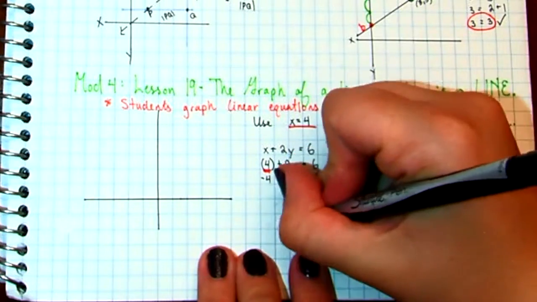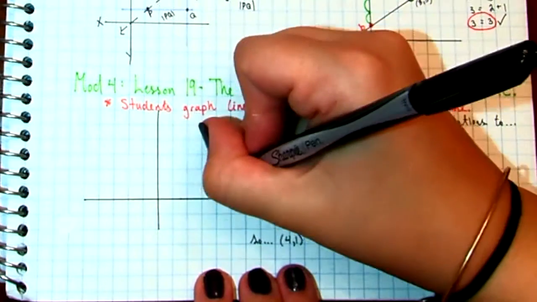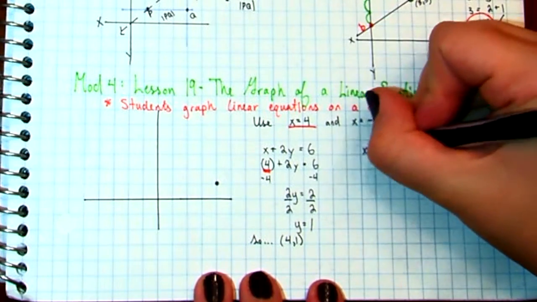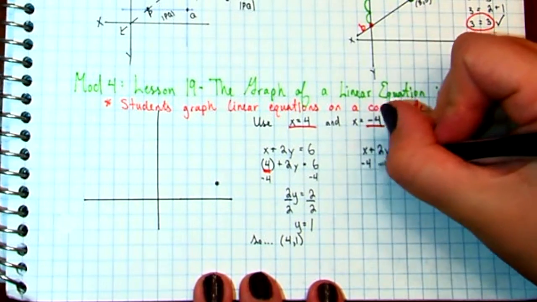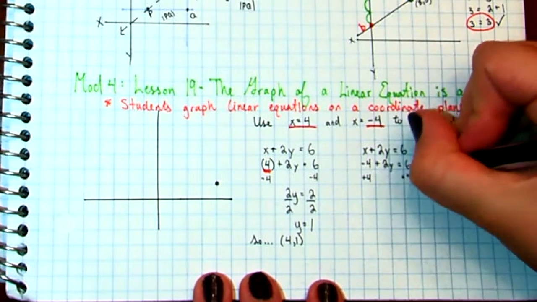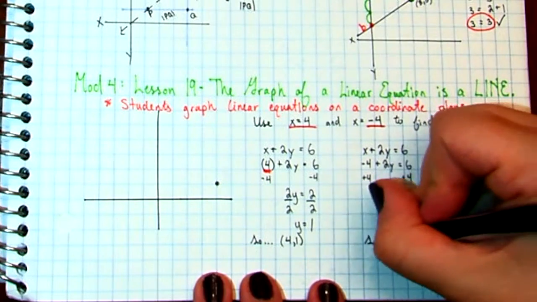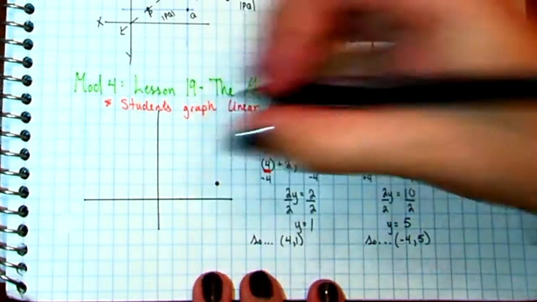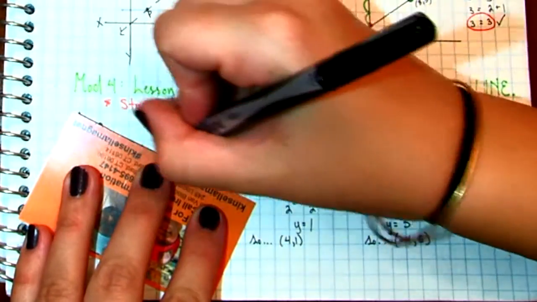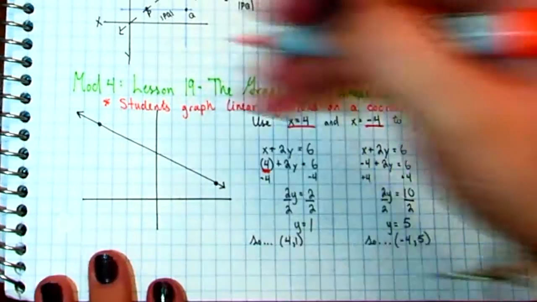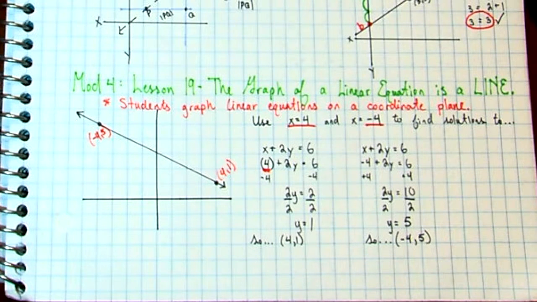So subtract 4 from both sides. I get 2y equals 2. Divide both sides by 2. So y equals 1. So when x is 4, y is 1, and I have this coordinate point 4, 1. I can repeat this process with substituting in the x value of -4, solving for y, and I get y equals 5. So when x is -4, y equals 5, and I could plot that coordinate point. Now it only takes 2 points to draw a line. So once I have those 2 coordinates, I have essentially graphed my line.